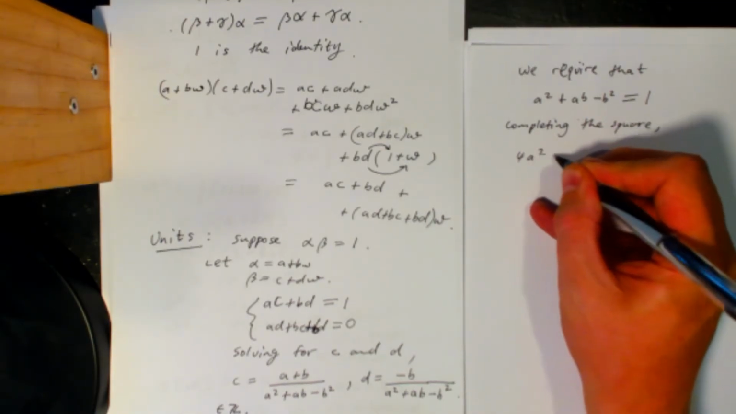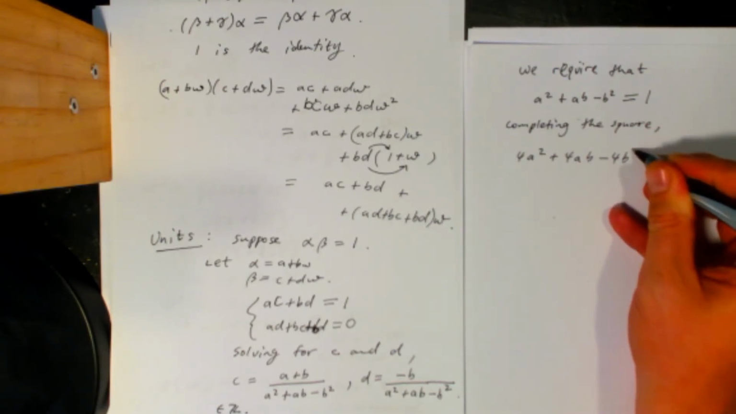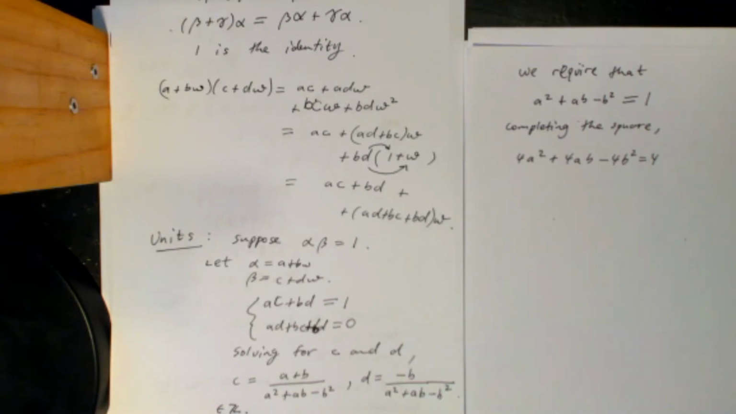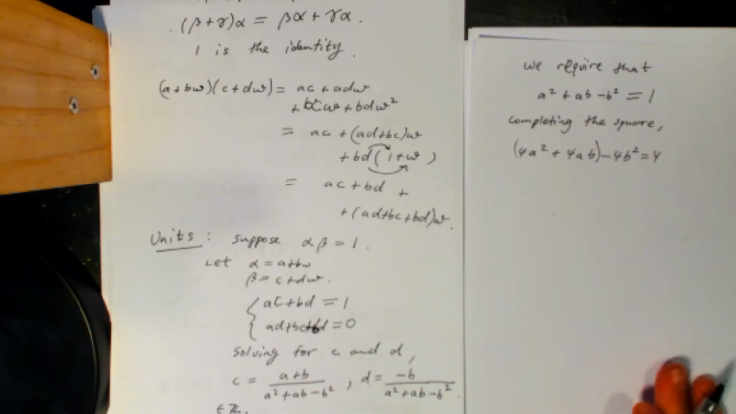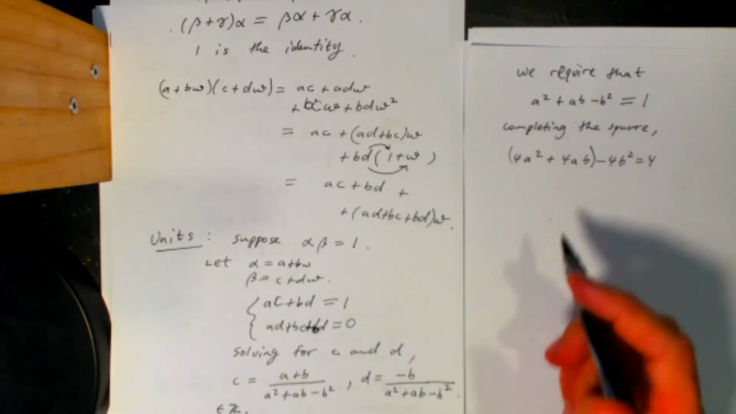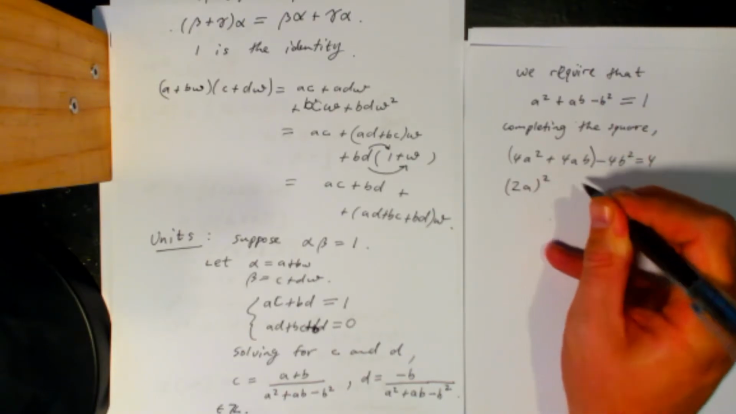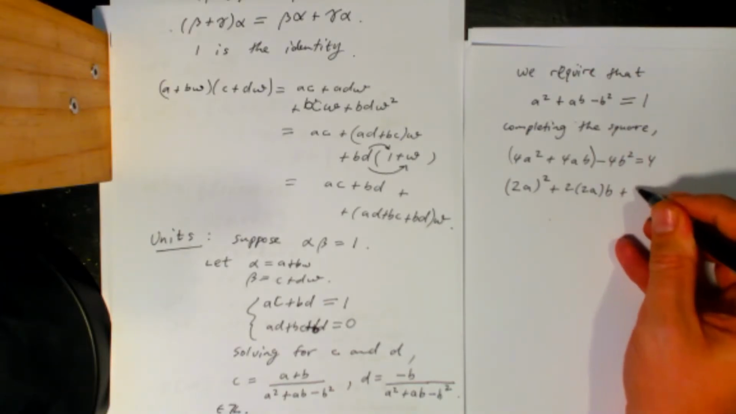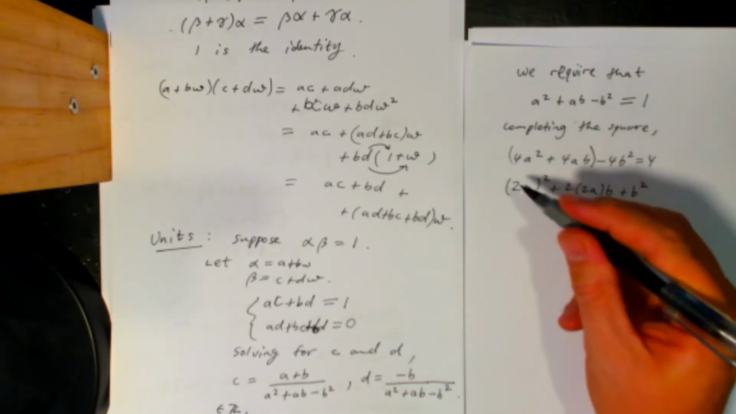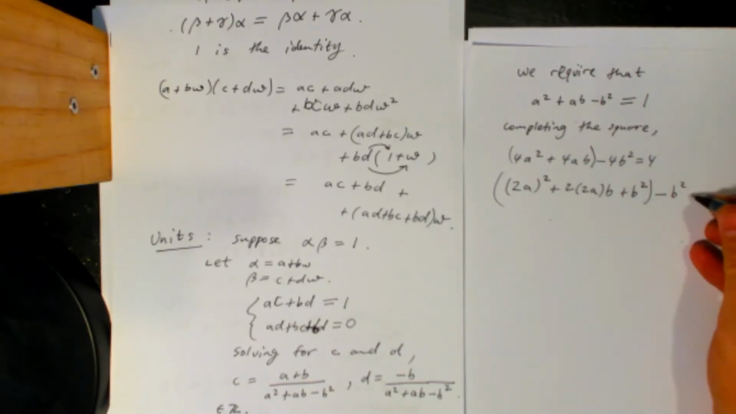So 4A squared plus 4AB minus 4B squared is equal to 4. And now this part of it here is almost a square. I'm just missing a B squared in there. So I want to write this as 2A all squared plus 2 times 2A times B, and then I introduce a B squared and subtract it away over here. I still have the minus 4B squared, and this is still equal to 4.